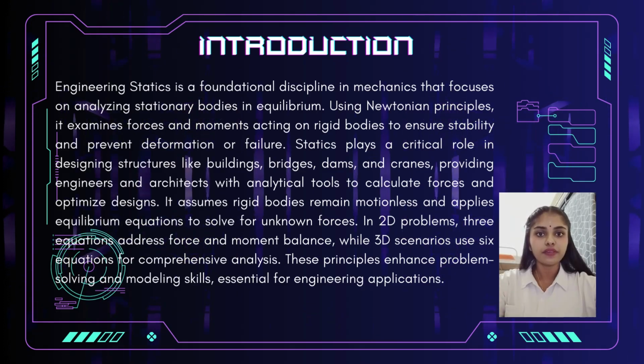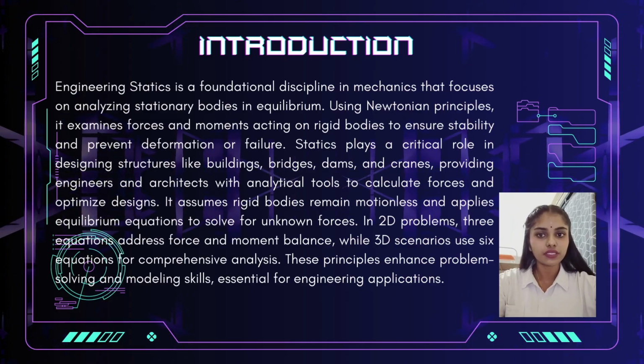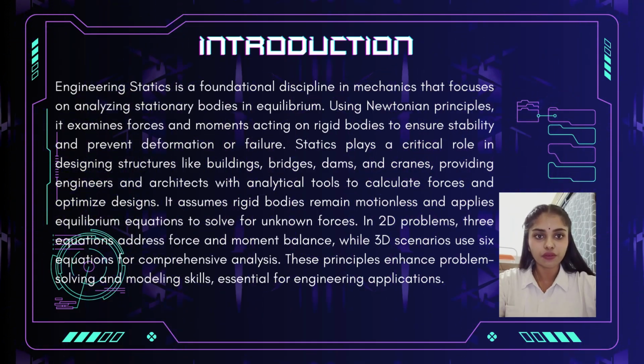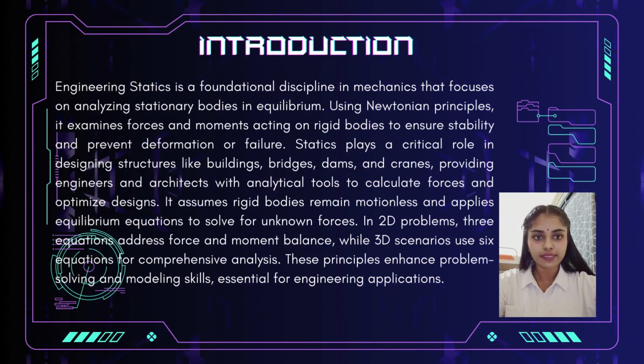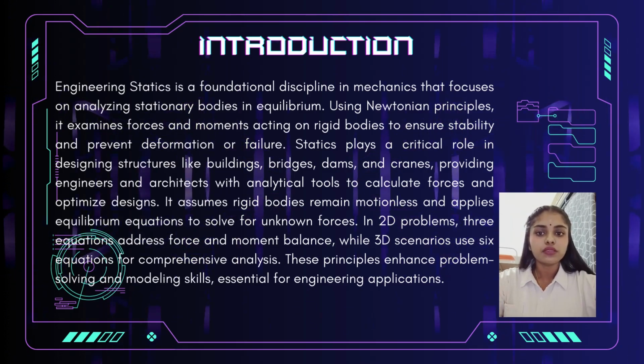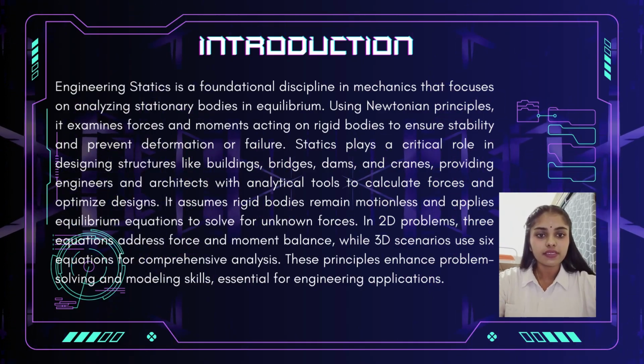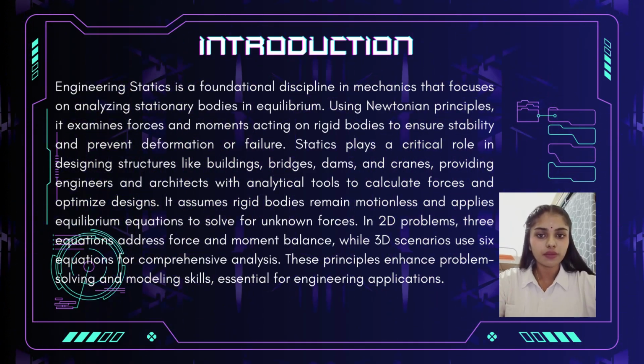In engineering, we need to make sure that every structure or machine remains stable under the forces acting on it. But how do we know whether a structure is safe? How do we calculate the forces acting on different parts of the system? We answer this question by using Newtonian principles of analyzing equilibrium and forces on stationary bodies.